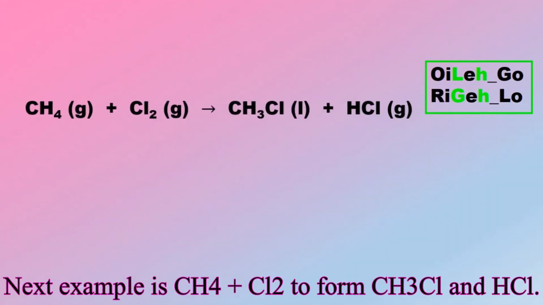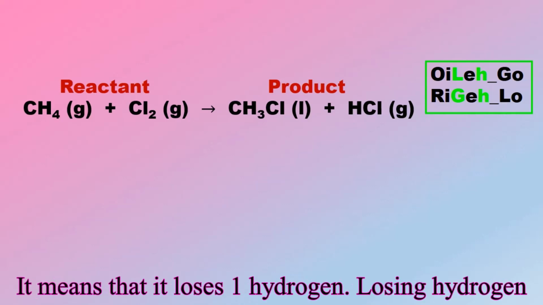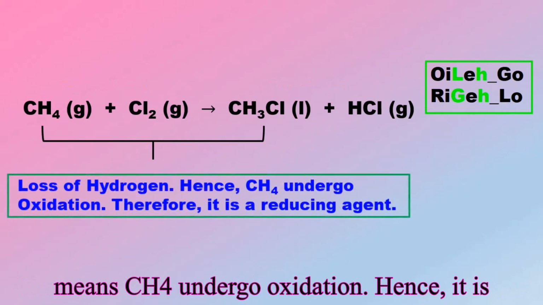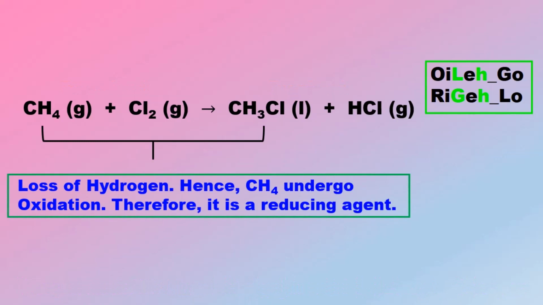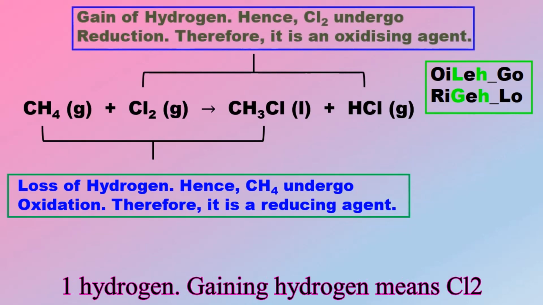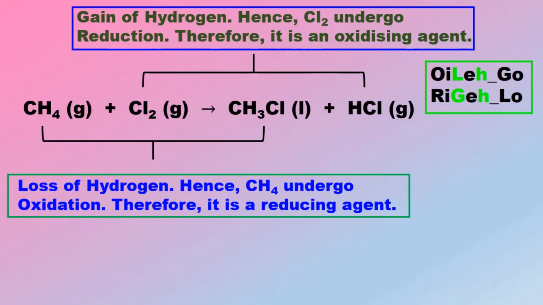Next example is CH4 plus Cl2 to form CH3Cl plus HCl. By looking at the equation, CH4 produces CH3Cl. It means that it loses one hydrogen. Losing hydrogen means CH4 undergo oxidation. Hence, it is a reducing agent. Cl2 produces HCl. It means that it gains one hydrogen. Gaining hydrogen means Cl2 undergo reduction. Therefore, it is an oxidizing agent.